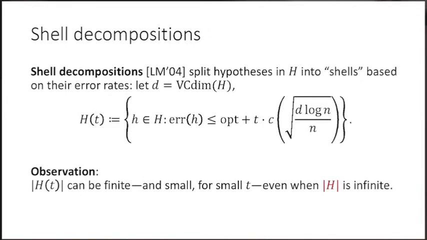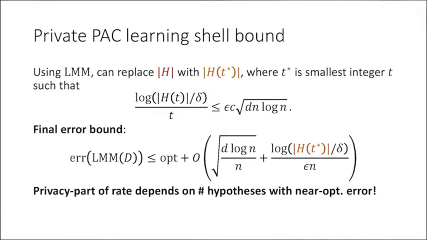So what do you get when you use the large margin mechanism? You essentially get to replace the log cardinality with the cardinality of some shell of the hypothesis class. You just pick the smallest t, call it t star, such that this inequality is true. Eventually, if you set t large enough, this should be true. And that shell is the one that really determines the complexity of learning, or private PAC learning.